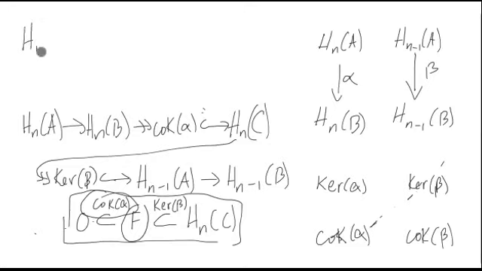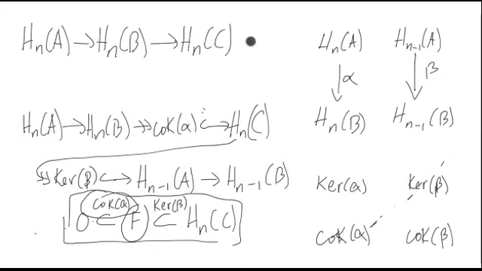So fully we have HnA, HnB maps to HnC, the mapping cone, which is just the total complex there, which maps to Hn minus 1 of A, which maps to Hn minus 1 of B. So we have a long exact sequence of homology coming from using the mapping cone.